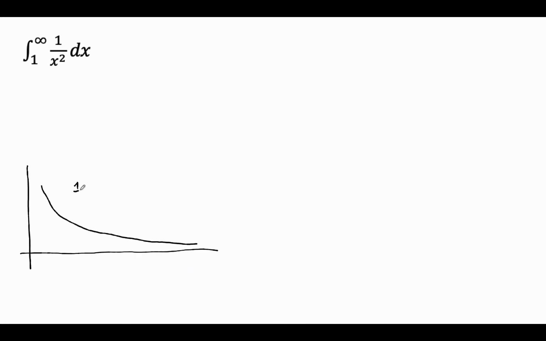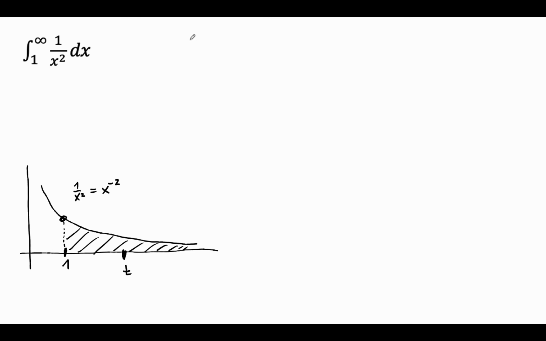So consider the function 1 over x squared, which is the same as x to the negative 2. Let's say that we want to integrate this function from 1 all the way up to infinity, so we want to evaluate the area of this region. What we can do is fix some parameter t, which is bigger than 1, and then integrate this function from 1 up to t.